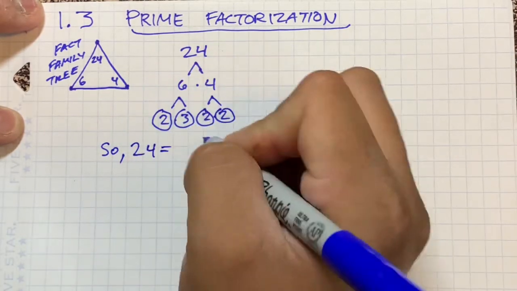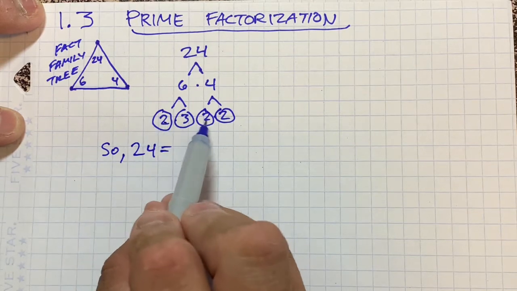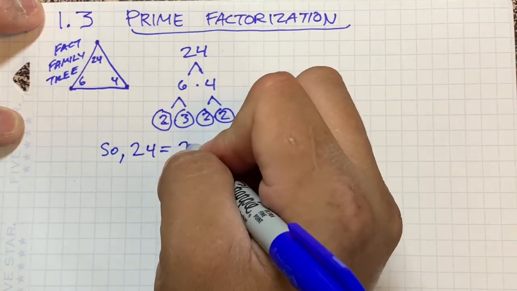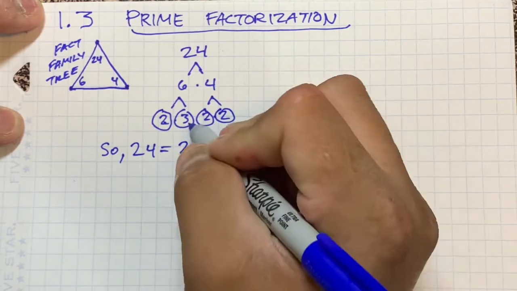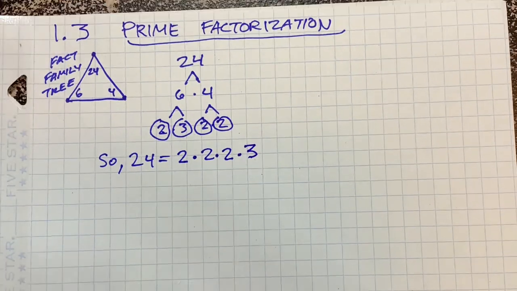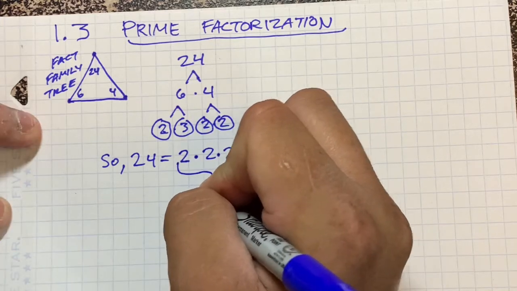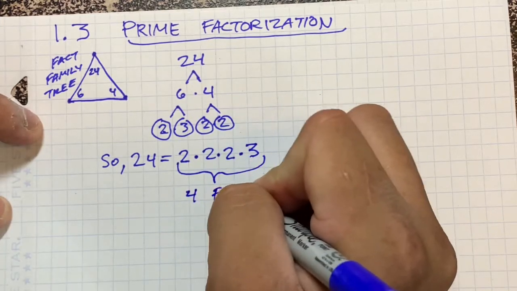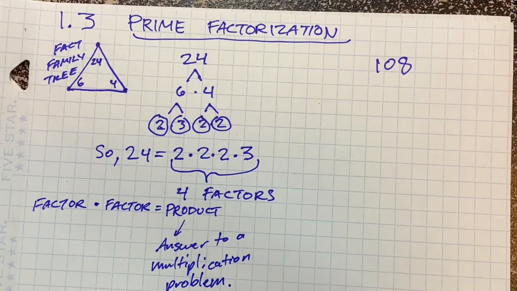Okay? Now what we want to do, we can say, so 24 is going to equal, let's count the 2's. 1, 2, 3. There's 3 2's. 2 times 2 times 2, and then that last 3 there is your prime number. So we can say that we have 4 factors. Okay? Okay, let's do another problem.